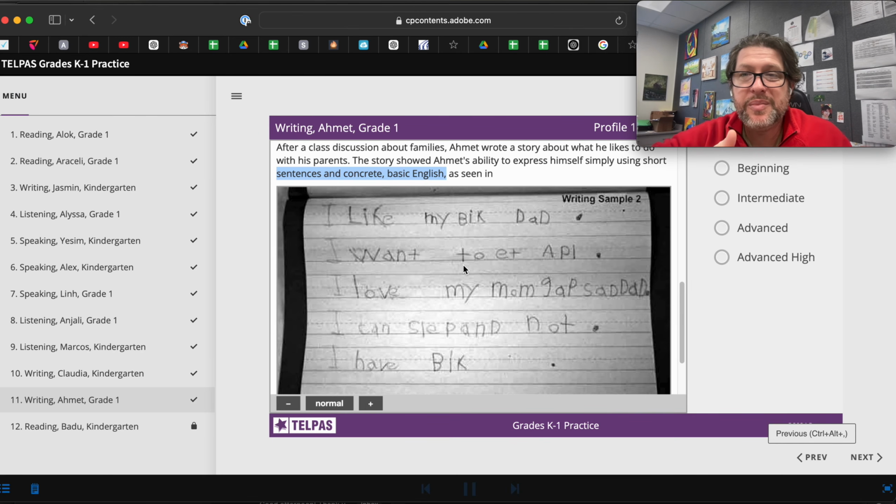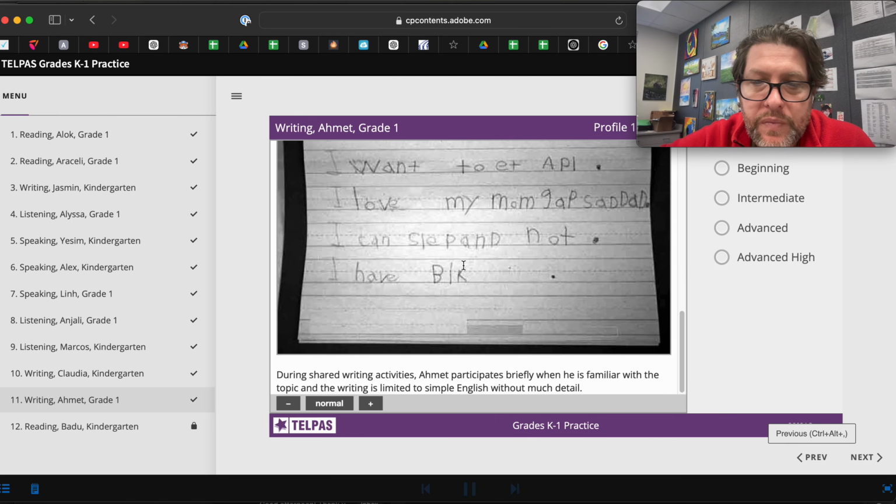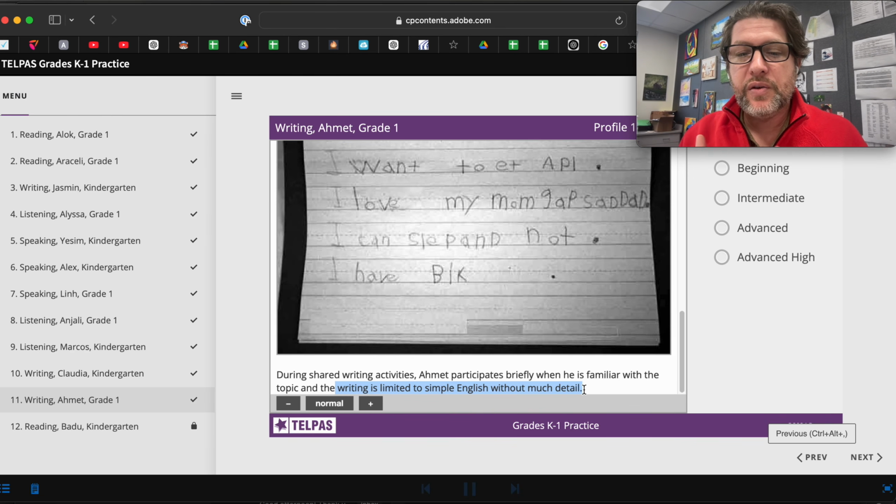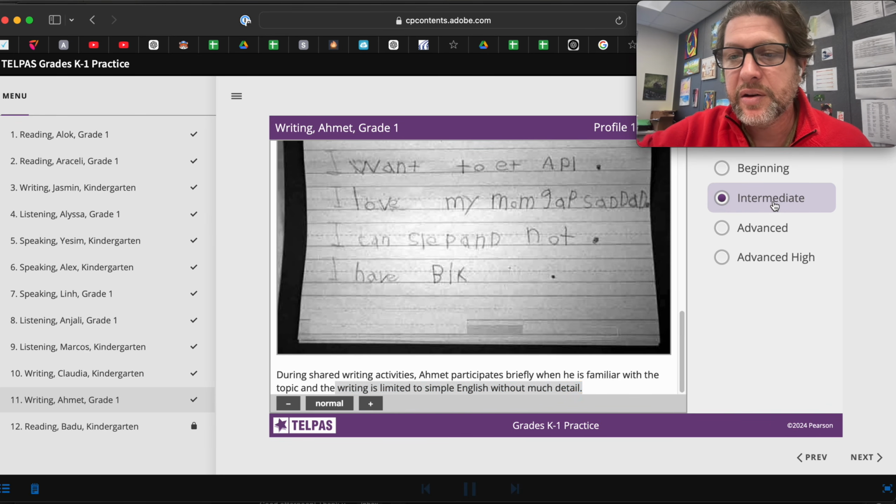That's beginning. Intermediate is basic communication, short, basic communication. Okay, concrete, basic, not a lot of detail. So you can participate briefly. This is another word, briefly. Writing is limited to simple English without much detail. Advanced is going to have some detail. If it's writing simple English without much detail, that's all I need to know.